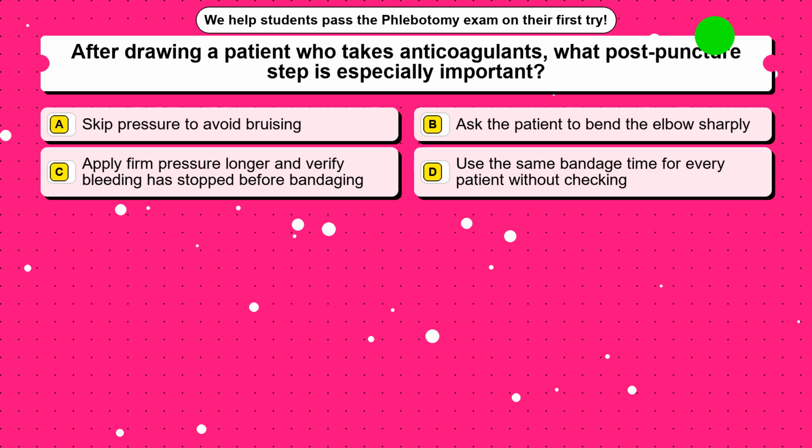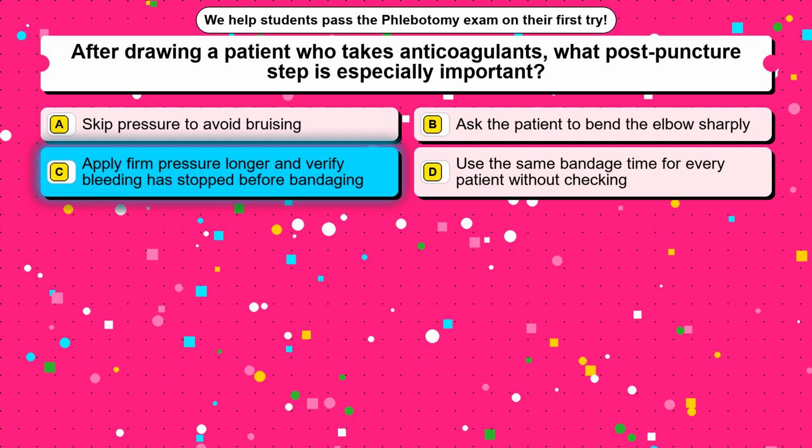Question 47. After drawing a patient who takes anticoagulants, what post-puncture step is especially important? Option A. Skip pressure to avoid bruising. Option B. Ask the patient to bend the elbow sharply. Option C. Apply firm pressure longer and verify bleeding has stopped before bandaging. Option D. Use the same bandage time for every patient without checking. The correct answer is option C.